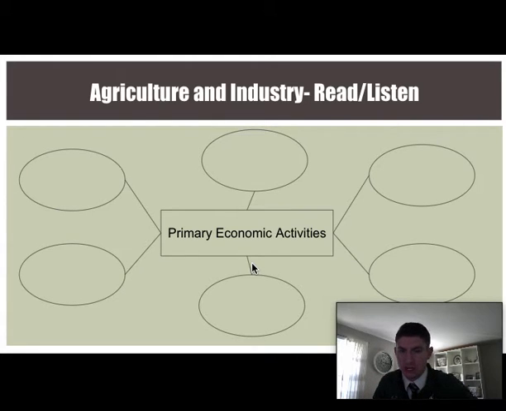If you didn't catch that, here are the blanks that you should be filling in. Farming, ranching, mining, lumbering, fishing. Now that's 1, 2, 3, 4, 5.